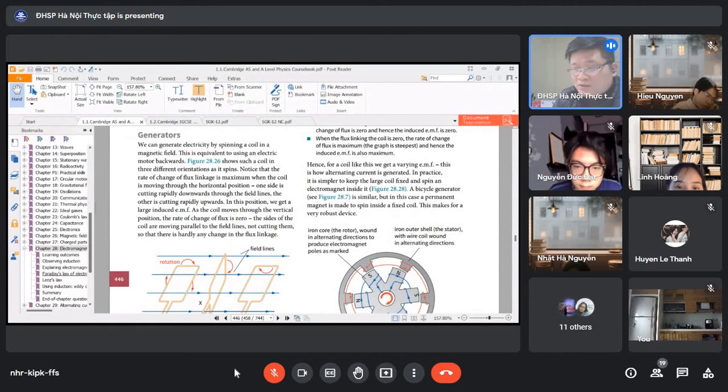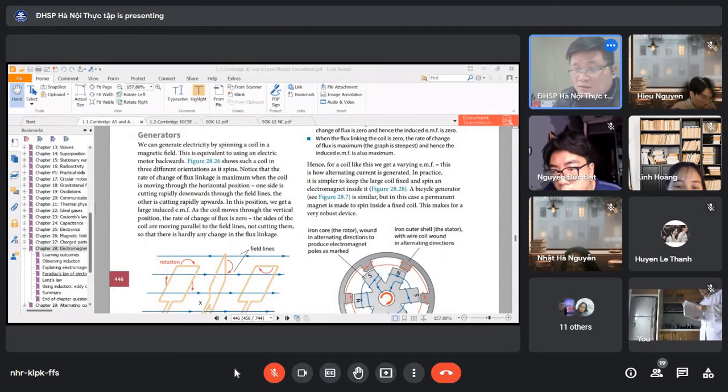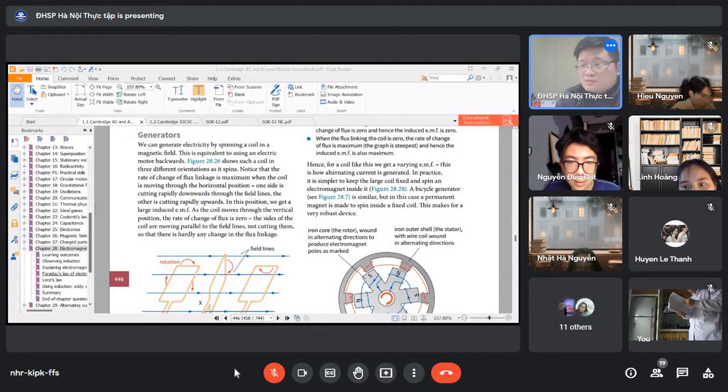Quinn, I really ask, can you please help? I could not see all the others, I can only see Hiếu, Nhung, Nhật Hà. How can I see the others? Change the layout. Okay, so I will ask the one I can see, Ngọc Hà.